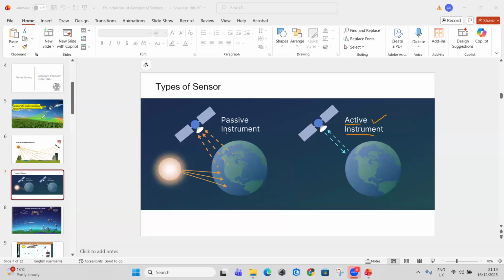it is called an active instrument. During my college I had a hard time remembering the words. I used to forget which one is passive and which one is active. So I remembered it like this: the letter P is very near to the letter S as compared to A, right? Sun, like PQRS. Okay. So now you can remember that passive always means the one that includes the sun's energy. Okay.